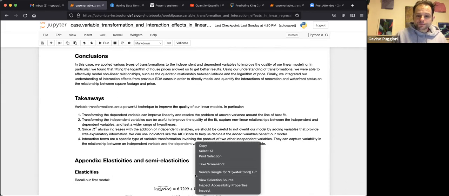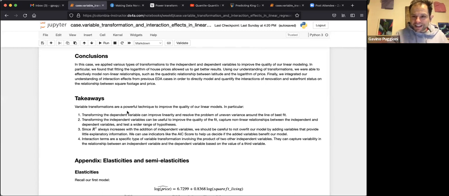These are some takeaways. These are the key points that we want to remember before we go and study the details. Transforming the dependent variable can improve linearity and solve the problem of uneven variance, so you obtain two different advantages. Transforming the independent variables can improve the quality of the fit, capture nonlinear types of relationships, and test different hypotheses. Also, we learned that R squared, since it always increases the more variables you add, is something that we should look at with a little bit of caution because it can lead to overfitting.